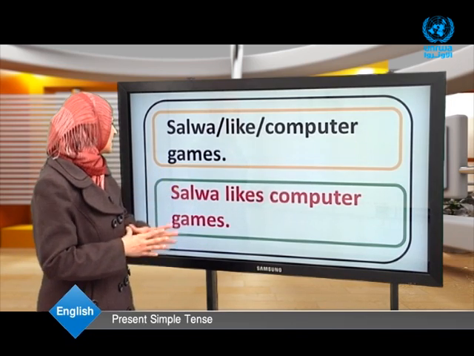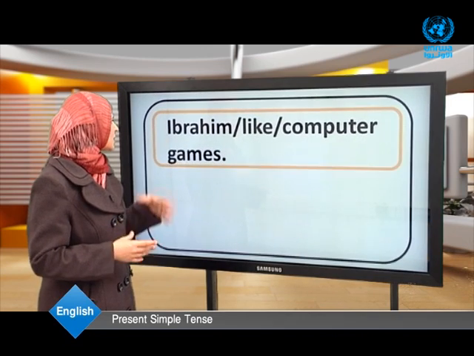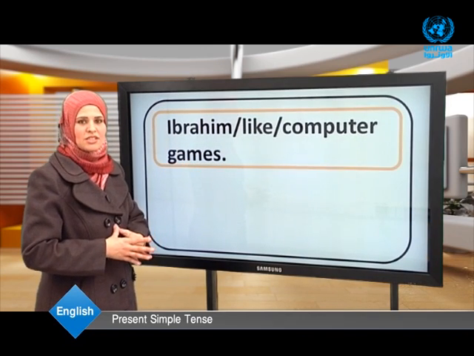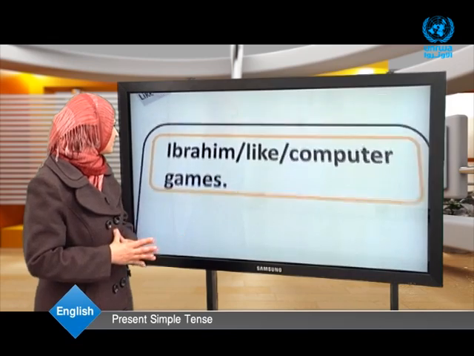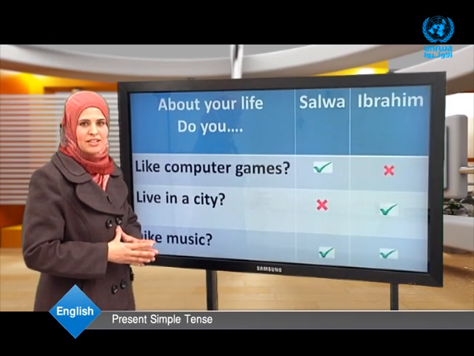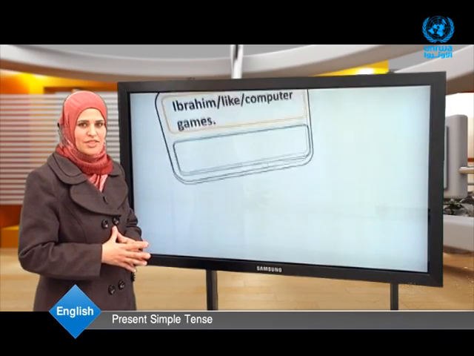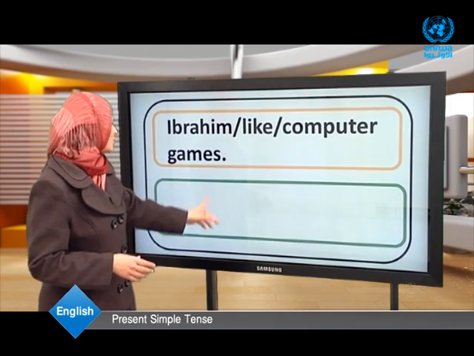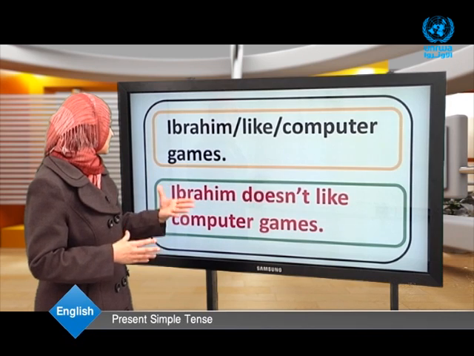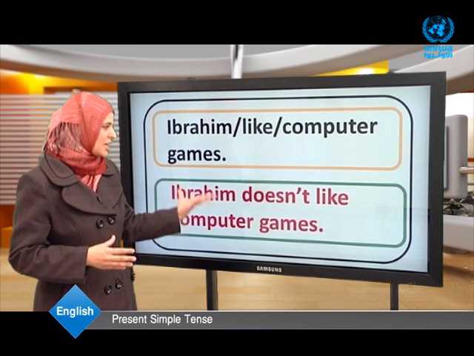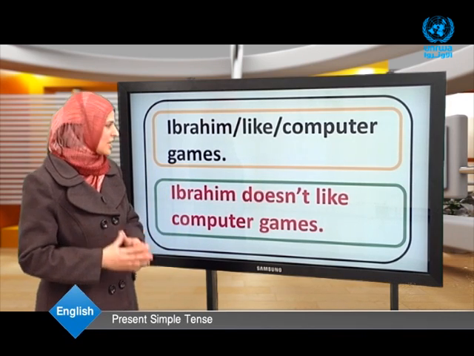Let's have another sentence. Look, Ibrahim likes computer games. Let me remind you. Look at the table and form your sentence. What is your answer? Very good, you are. Ibrahim doesn't like computer games.